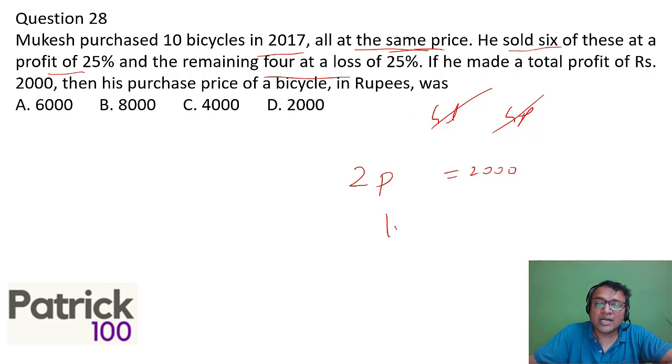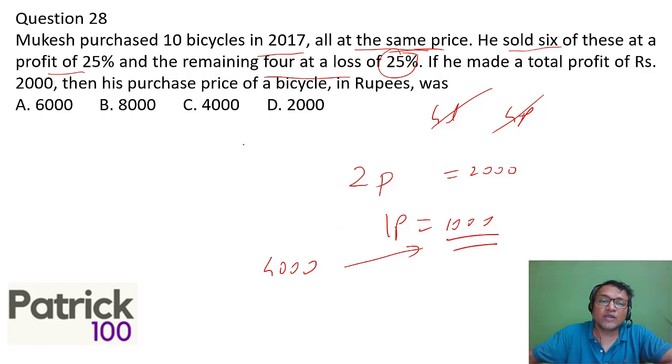That means for one cycle the profit is 1000, and the profit is 25%. That means the cost price has to be 4000 for the profit to be 25%, because 1000 out of 4000 is 25%. Straight away the answer is C. You can do this orally also. 2 cycles profit 2000, so one cycle 1000, 25% is the profit, so cost price becomes 4000.